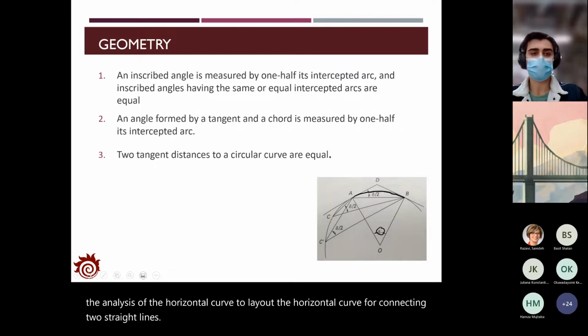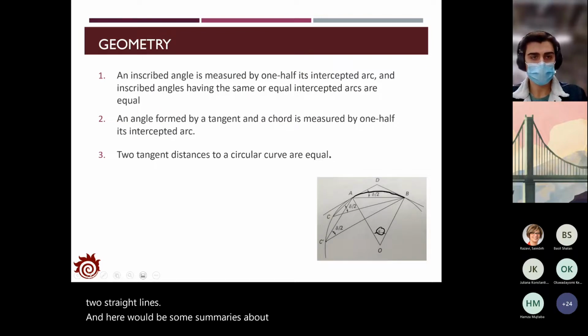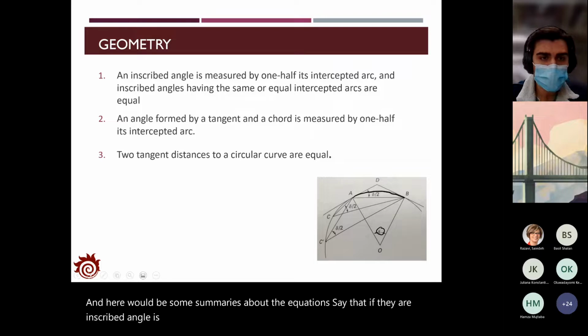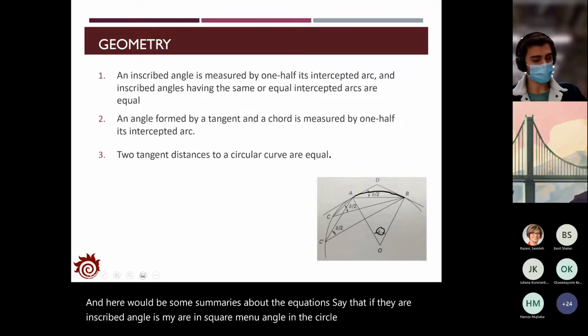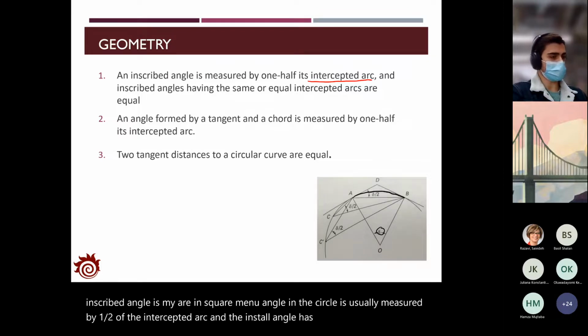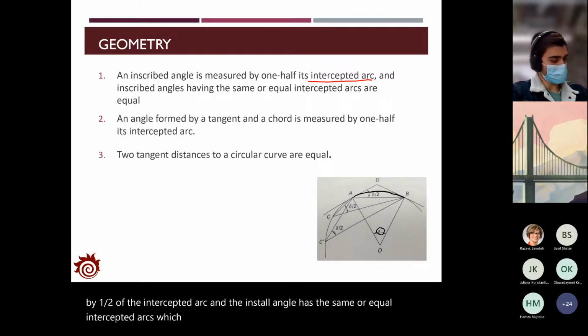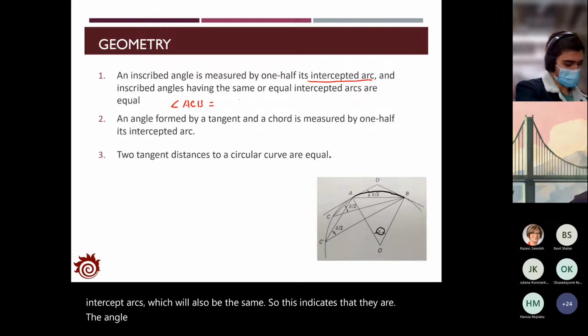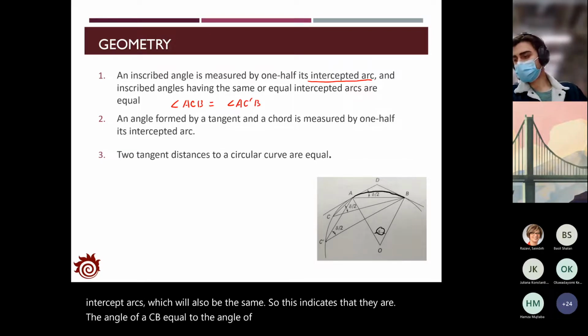And here would be some summaries about the equations. An inscribed angle in a circle is usually measured by 1/2 of its intercepted arc, and inscribed angles with equal intercepted arcs will also be the same. So this indicates that the angle ACB equals the angle AC prime B.